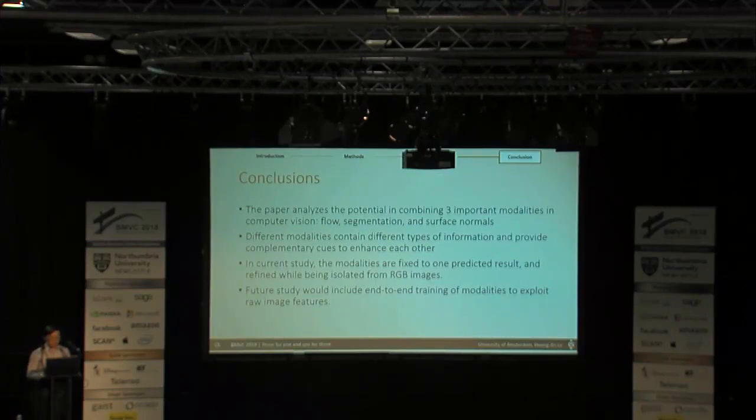In conclusion, the paper analyzes the potential in combining three important modalities in computer vision: flow, segmentation, and surface normal. Different modalities contain different types of information and can provide complementary cues to enhance each other. In the current study, the modalities are fixed to one predicted result and refined while being isolated from RGB images. But in future study, we would like to include end-to-end training of modalities to exploit raw image features.